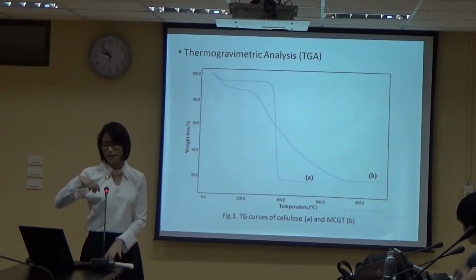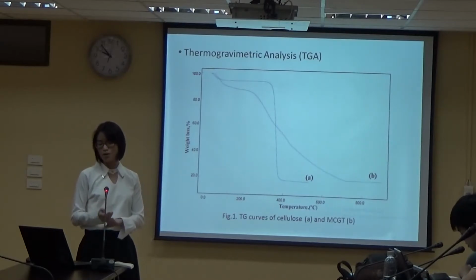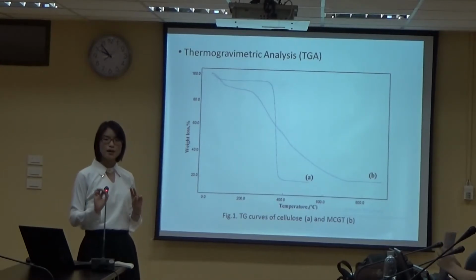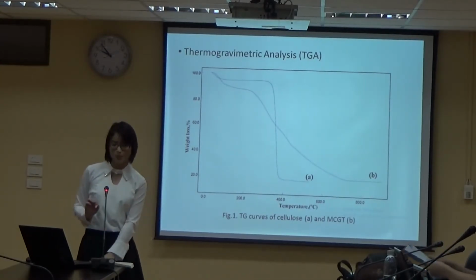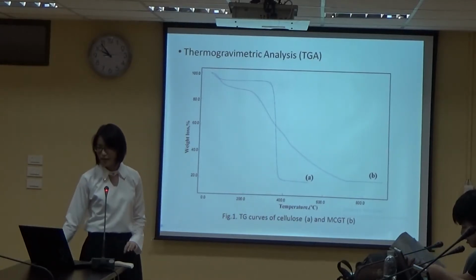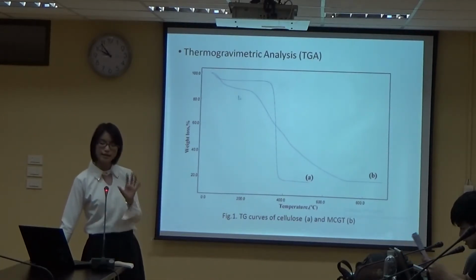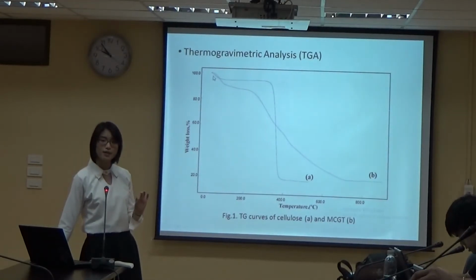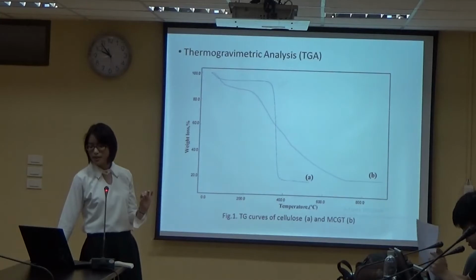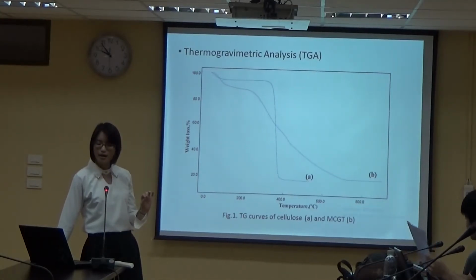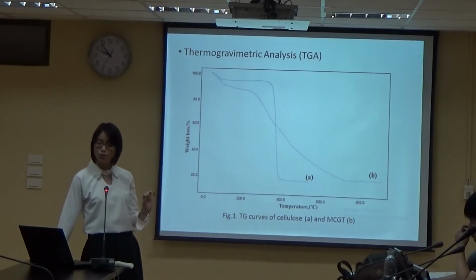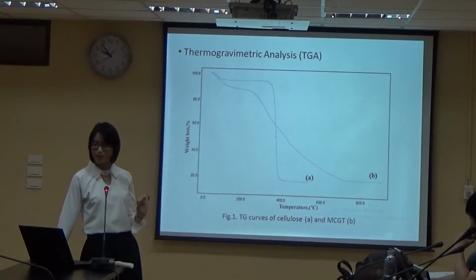As you can see, this TG curve shows the cellulose curve and the MCTT, and these two exhibit different thermal behaviors. In the lower temperature range, you can see that both curves have the cellulose base loss. But for the MCTT, or curve D, after that there is a gradual weight loss up to 203 degrees Celsius.